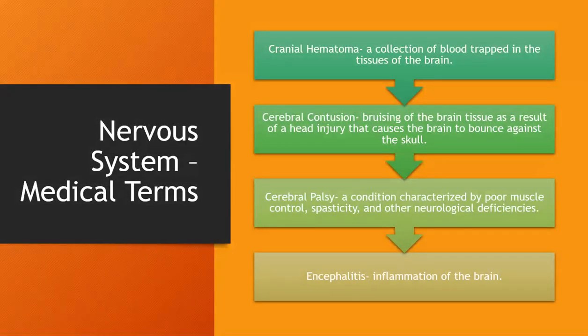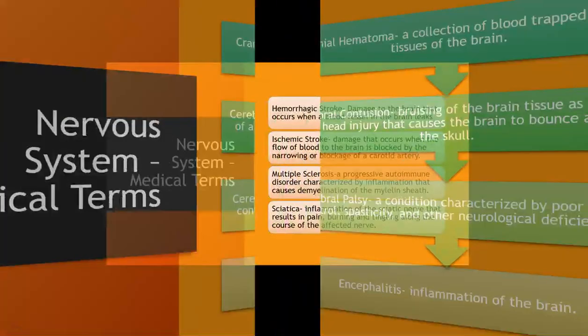Nervous system medical terms. Cranial hematoma is a collection of blood trapped in the tissues of the brain. Cerebral contusion is bruising of the brain tissue as a result of a head injury that caused the brain to bounce against the skull. Cerebral palsy is a condition characterized by poor muscle control, spasticity, and other neurological deficiencies. Encephalitis is the inflammation of the brain.